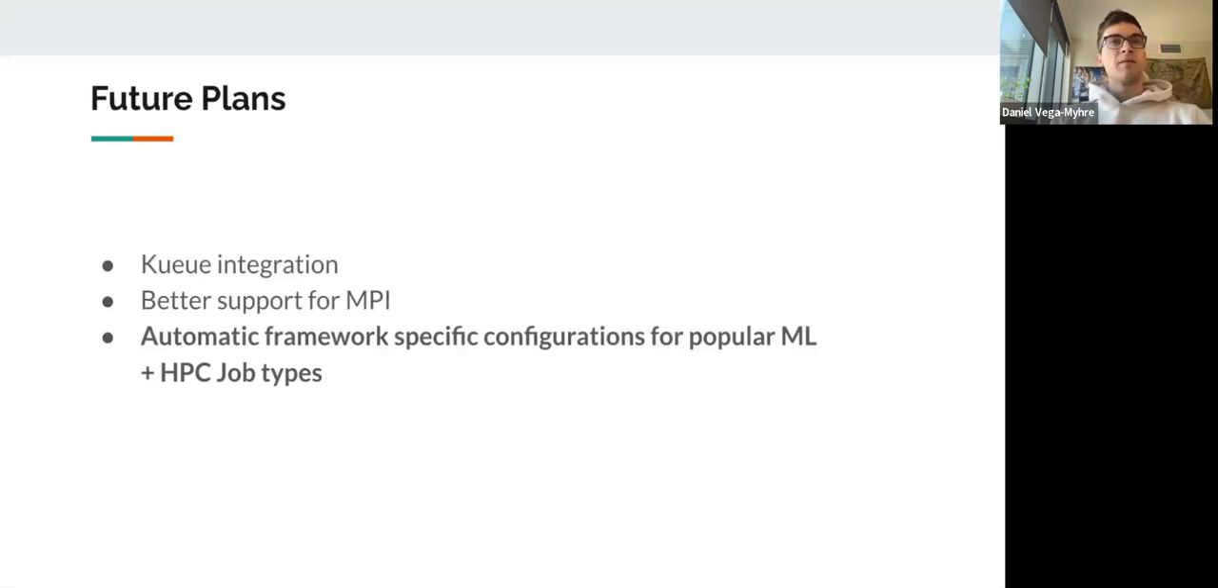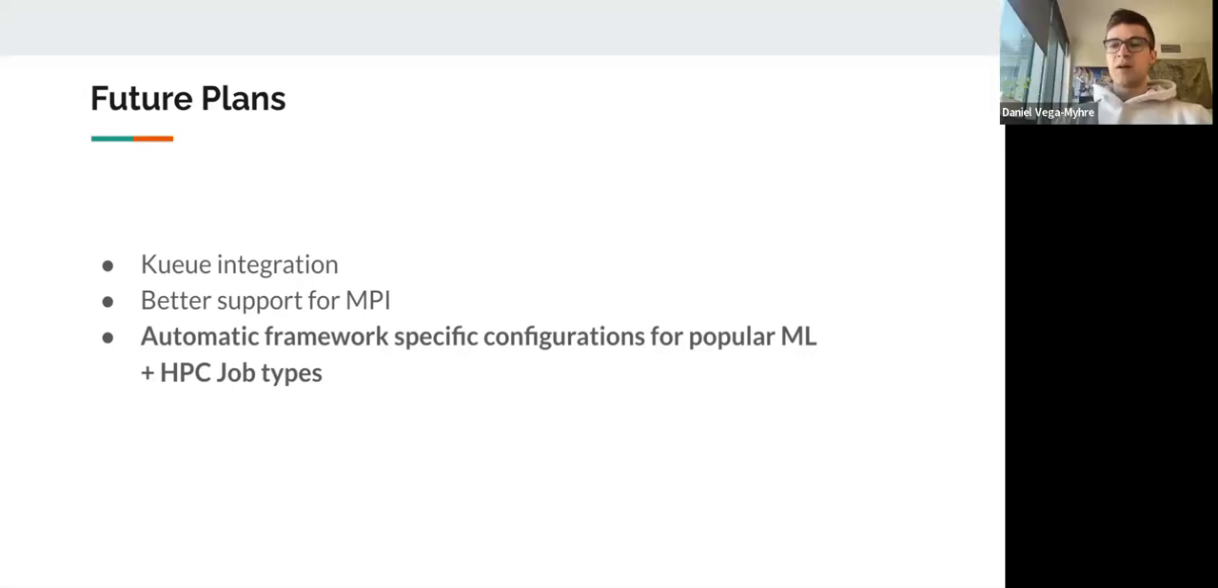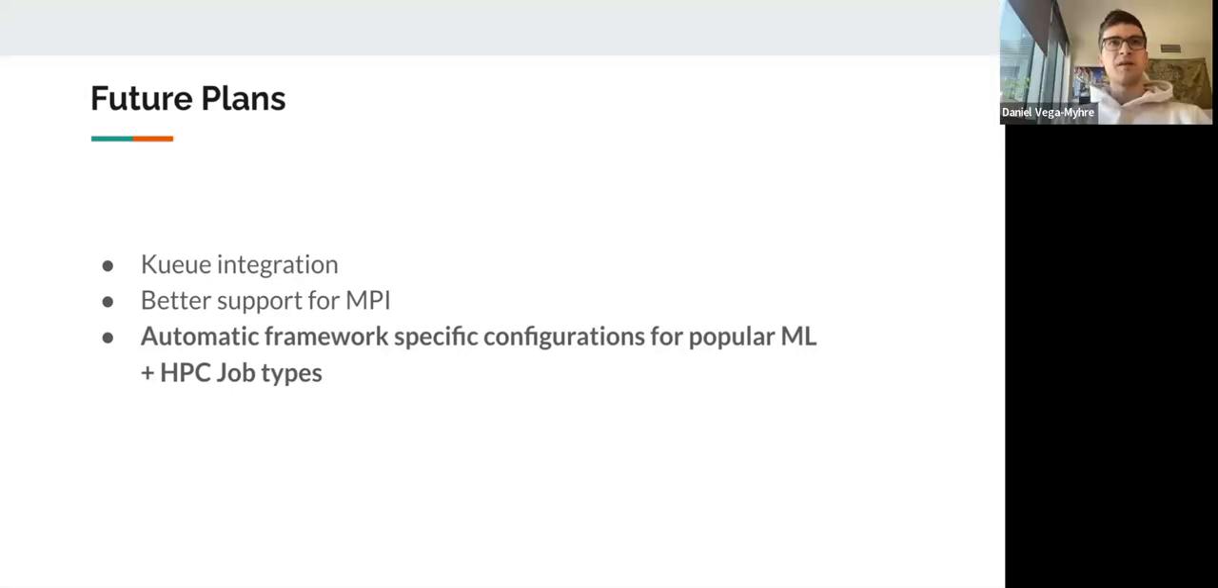Some of the future plans for the project: one main one is integrating with Q, which we are actively working on right now. We're also looking to have better support for MPI, which is a tricky one. It requires some SSH setup, secrets, and configurations, so we're hoping to add some automation there. We're also trying to develop a system for the automatic configuration of framework-specific environment variables for popular ML and HPC job types. This is a tricky one, and we've been kicking around some ideas. Those are the future goals of the project.